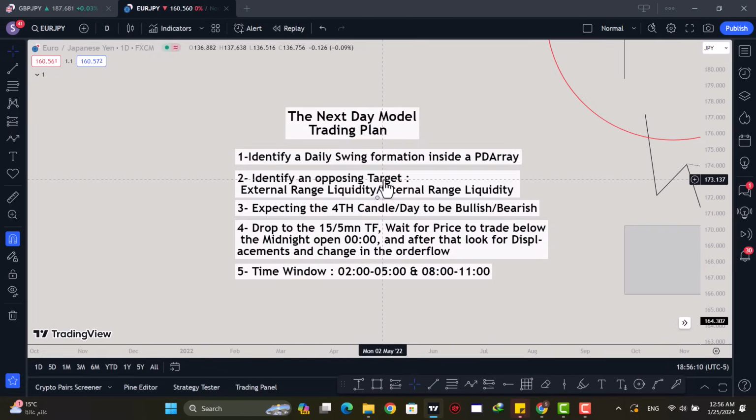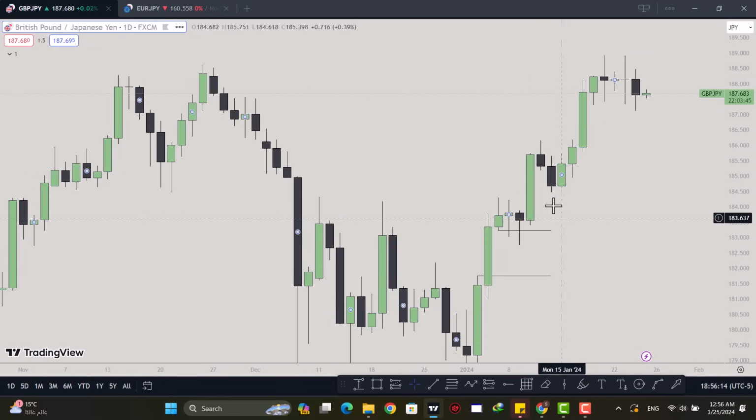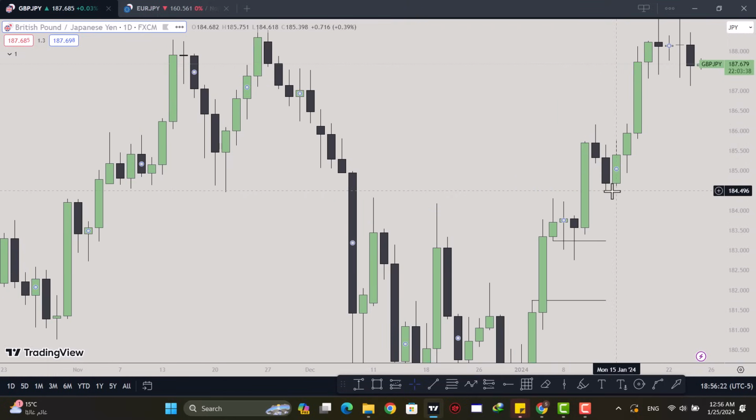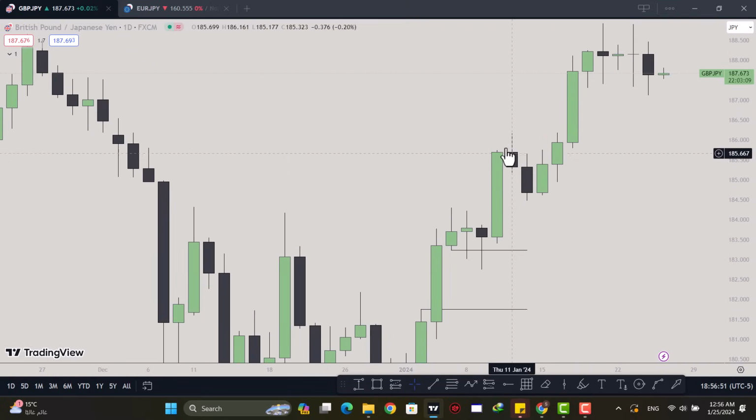Identifying opposing target. It can be external or internal. Do we have an opposing target right here? So after this candle, do we have an opposing target that we can trade for? No, we do not have an opposing target. We do not have that. We have the opposite of that. We have a target that is below us.